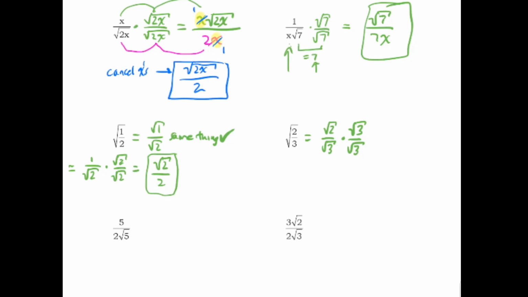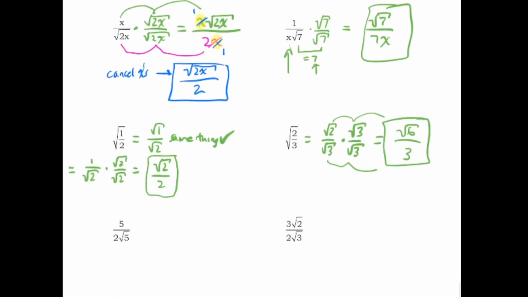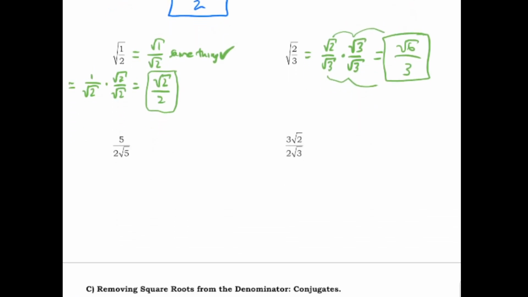And that's going to get us, let's see, on the top, root 2 times root 3 is root 6. Remember, insides multiply. On the bottom, root 3 times root 3 is just 3. And so we're done. Cool. Okay, only 2 more on this page.